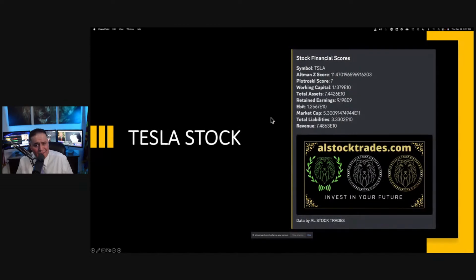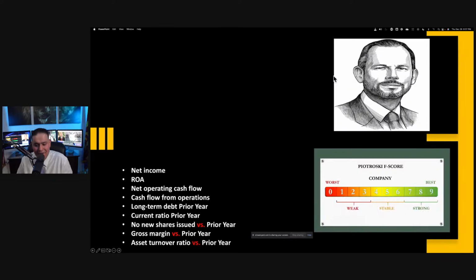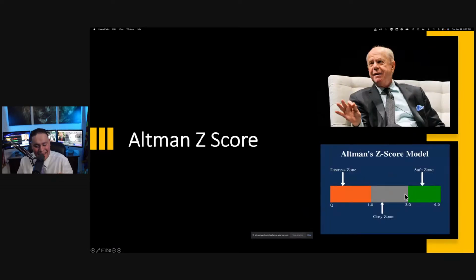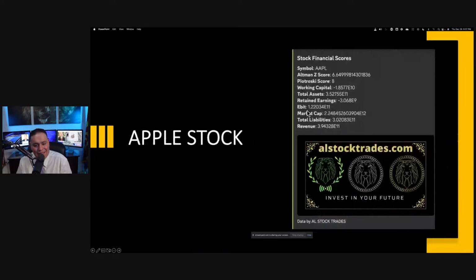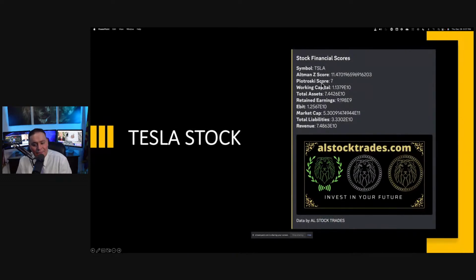Now we have Tesla. Same concept. We're going to go ahead and take a look at it. Tesla has an Altman Z-score of 11. We said anything above 3 is safe. Likewise, Tesla has a Petrosky score of 7. Working capital 1.13. Total assets over liabilities is amazing. They have more assets than they have liabilities.